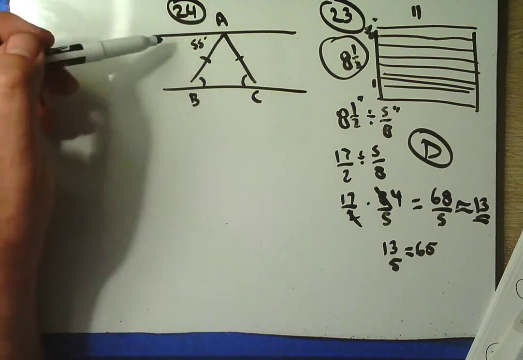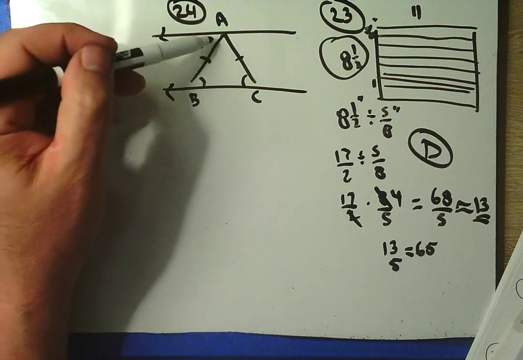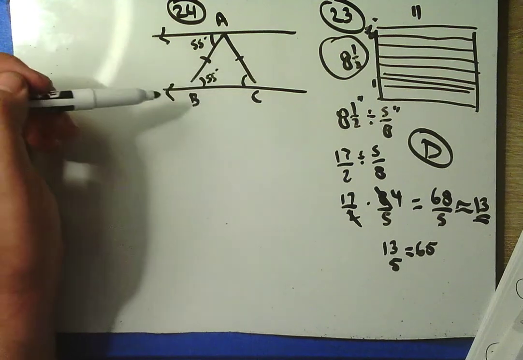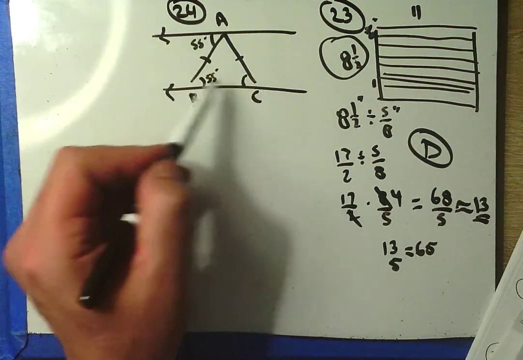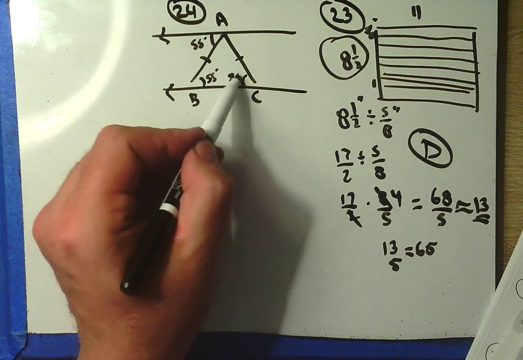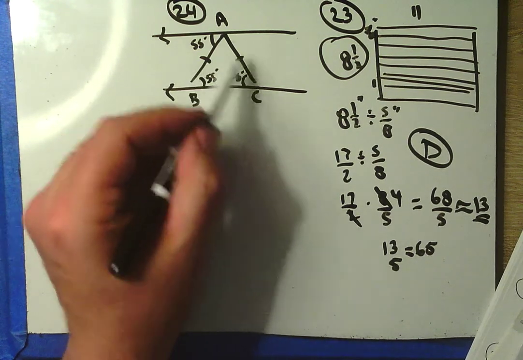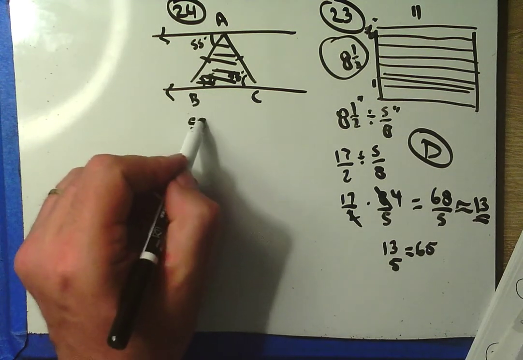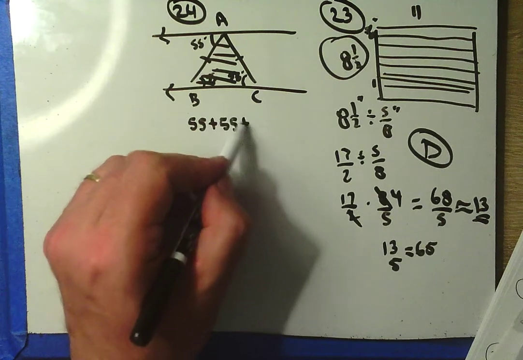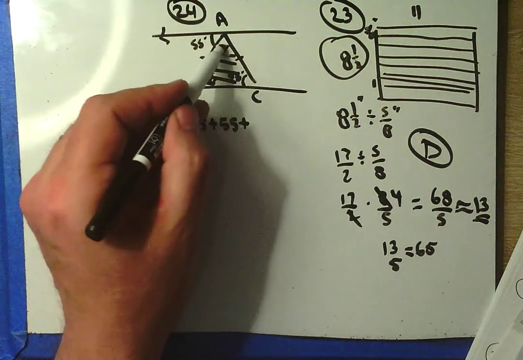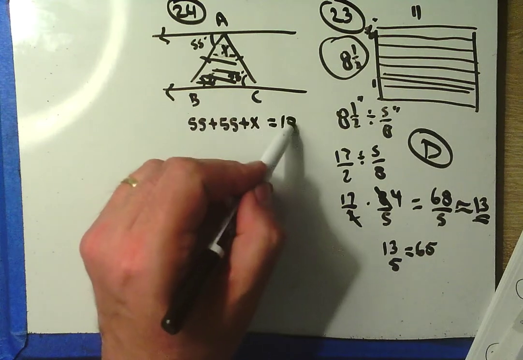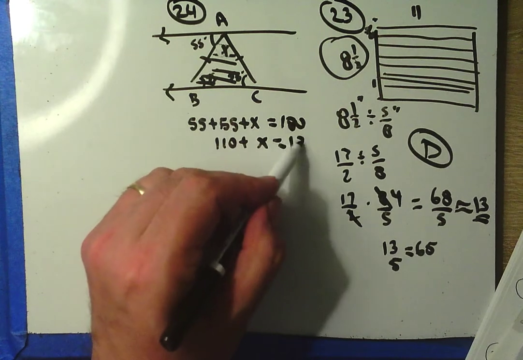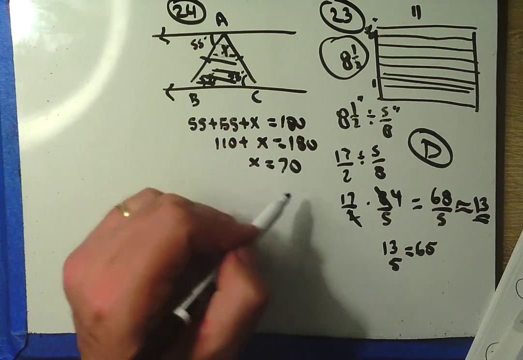What else? Oh, and we know parallel lines. And because these are parallel, we know these are alternate interior angles. So we know that this is 55 degrees. And since these are congruent because of the isosceles triangle theorem, we know that this is 55 degrees. And then we know that the three angles inside of a triangle should add up to 180 degrees. So 55 plus 55 plus this angle up here that I'm going to call x should add up to 180. So I get 110 plus x equals 180, or x equals 70.